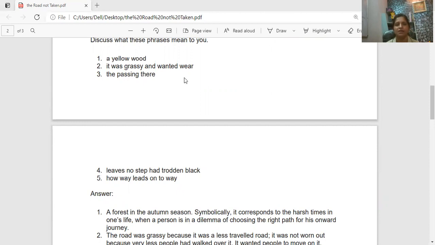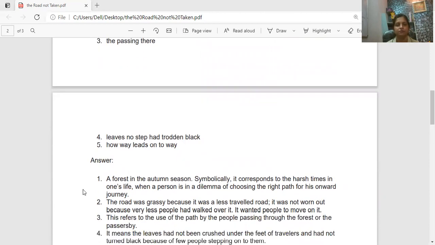Then, grassy and wanted wear. This means that the road was grassy because it was a less traveled road. It was not worn out because very few people had walked over it. It wanted people to come and explore it. This is considered to be a risky track, and many people don't walk over a risky track. So this track expects the people to come and explore it.